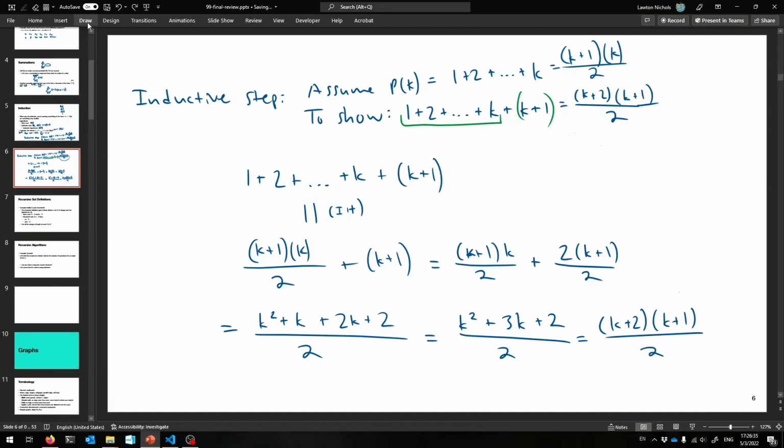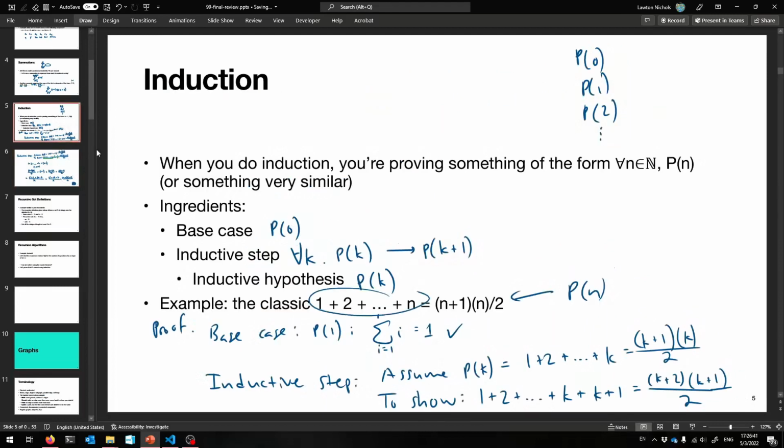So we have proven for any n, QED for the inductive step, that the sum of all the numbers from 1 to n has a closed form. It's equal to n plus 1 times n over 2. And that is a fun example of induction. Okay? Hopefully that's bringing it all back to you.